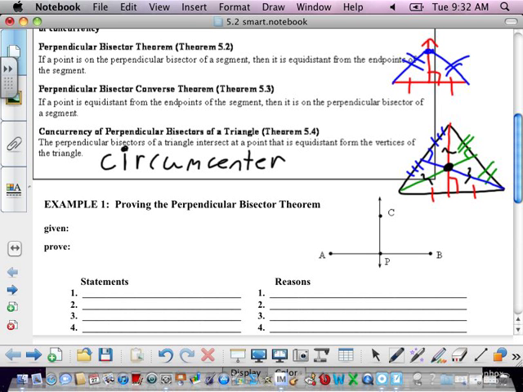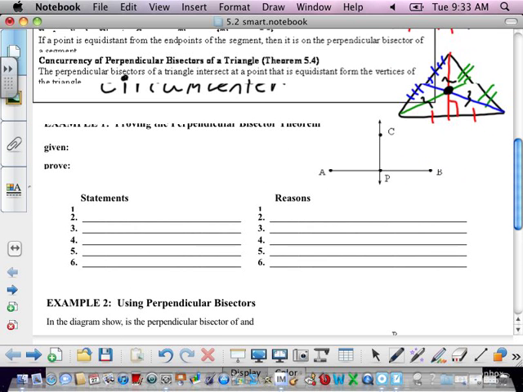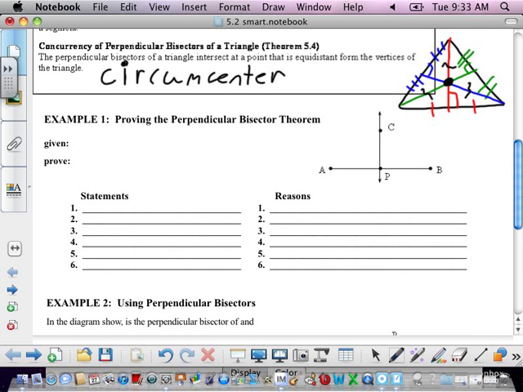I know. Okay. Let's go ahead and do this proof. I know. You guys are all like, Miss Murphy, I hate proofs. I get it. I get it.